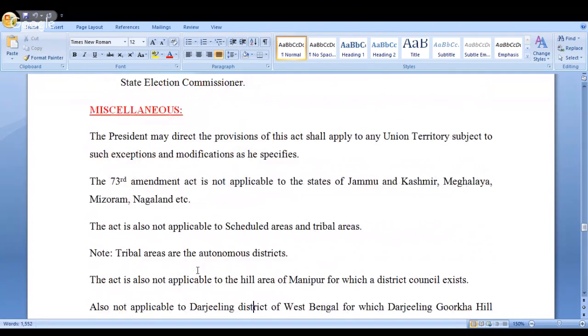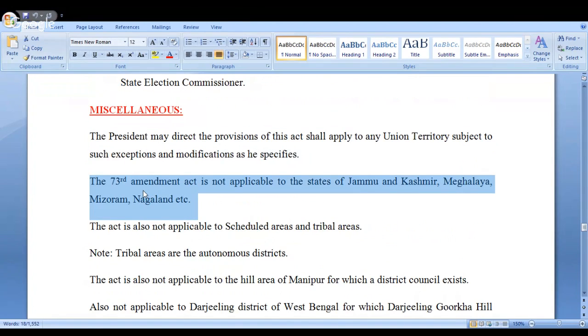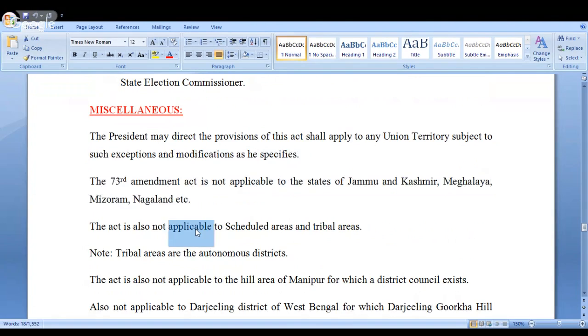Look at this. Miscellaneous provisions. The President may direct the provisions of this act shall also apply to any union territory subject to such exceptions and modifications as he specifies. Kindly remember, whatever the act that is being implemented at the state level, President can also implement the same in the union territories. Kindly remember, 73rd Amendment Act is not applicable to the states of Jammu and Kashmir, Meghalaya, Mizoram, and Nagaland. This act is also not applicable to the scheduled areas and the tribal areas.